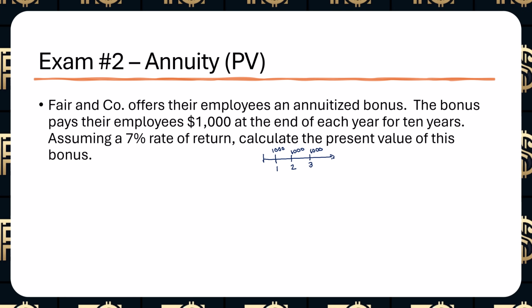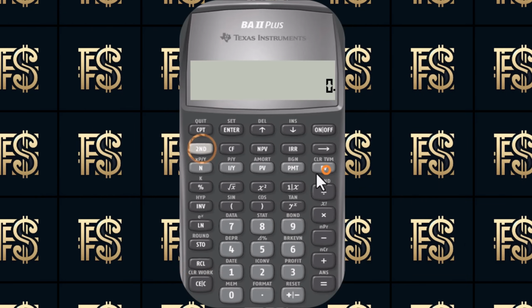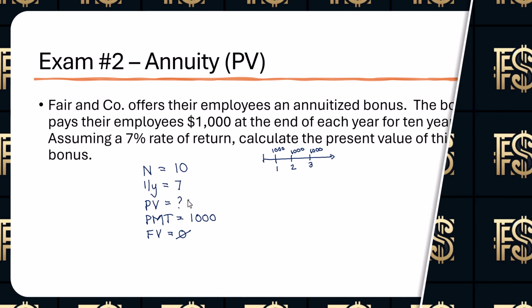Let's go ahead and set up our TVM inputs. The bonus is going to make payments at the end of every year for the next 10 years. So N is 10. The rate of return on this investment is 7%. We are trying to solve for the present value. The payment that they are going to receive through this bonus is $1,000, and then once all payments are made, the value of this bonus will be 0. Let's clear our inputs. 10 for N, 7 for I/Y, 1,000 for the payment, 0 for the future value, compute present value, and what we find is that this overall bonus today is worth $7,023.58.